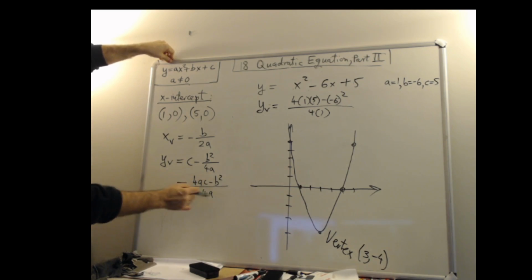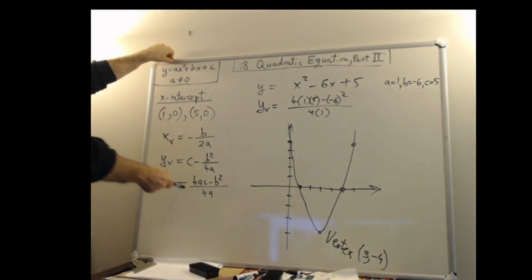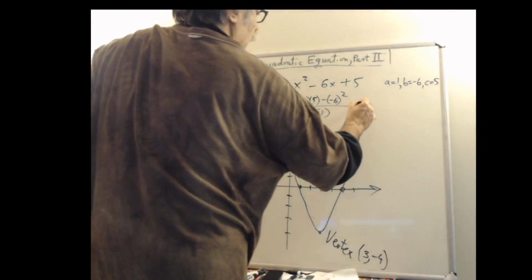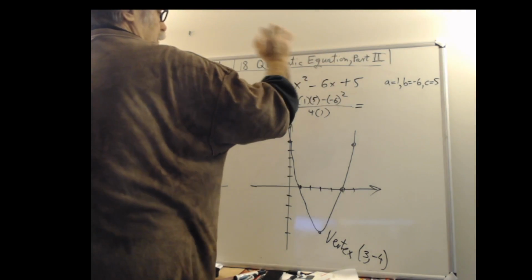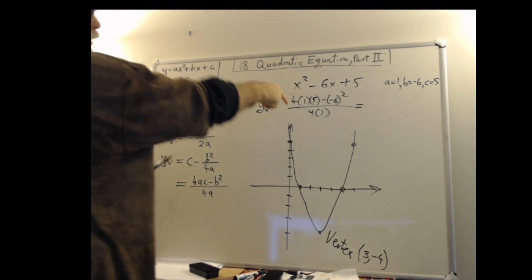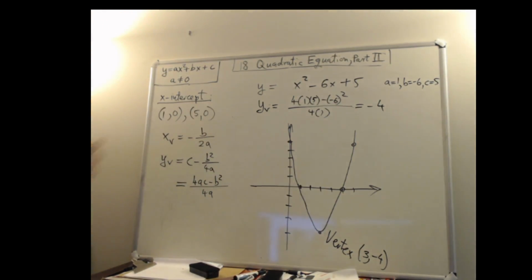I'm plugging in 1, 2, 3 into this formula. This is not too hard to calculate, it's just a question about your work. You got 36, 20 minus 36 is negative 16, divided by 4 is negative 4. And that's exactly what we have down there.